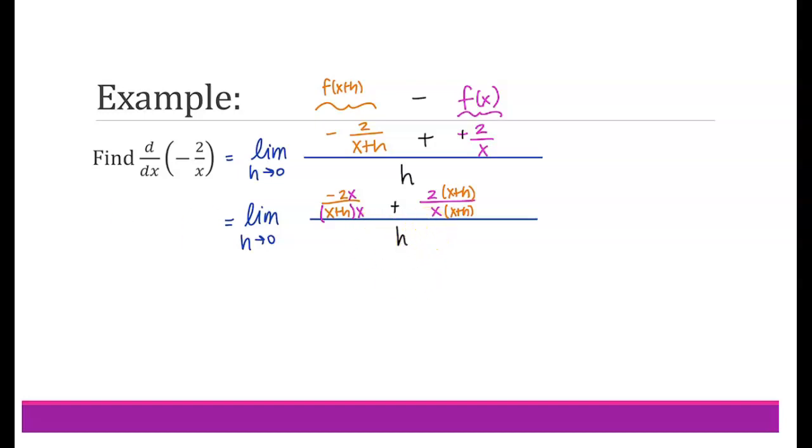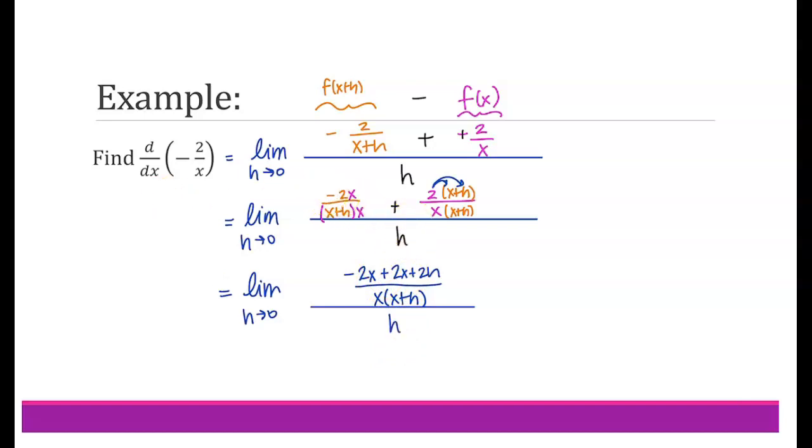And then in the denominator, I still have an h. So here's where we're at. We have the limit as h approaches 0 of negative 2x plus 2x plus 2h. So what's happening there is I'm distributing in the 2 to the x plus h quantity on the right, and then all over that common denominator of x times x plus h, and then all over that one h that's on the bottom.